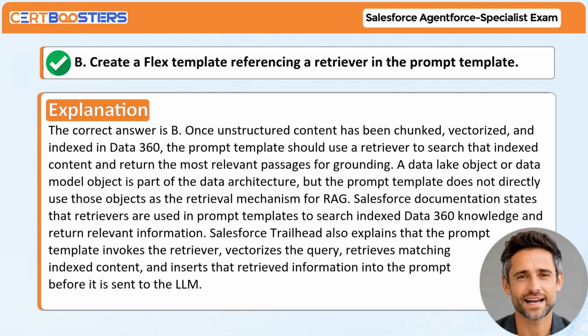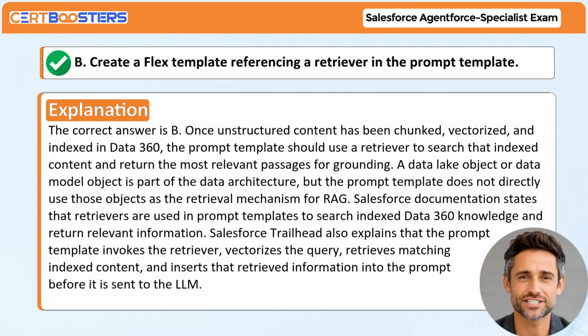Once unstructured content has been chunked, vectorized, and indexed in Data 360, the prompt template should use a retriever to search that indexed content and return the most relevant passages for grounding. A data lake object or data model object is part of the data architecture, but the prompt template does not directly use those objects as the retrieval mechanism for RAG.